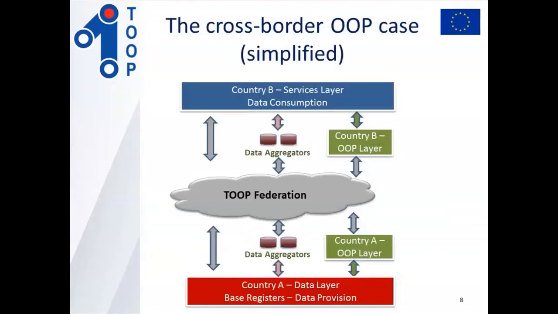Okay, so here you see a typical cross-border case. In our conceptualization, there are always two sides. One is the data consumer: a party, an application, an e-government service, any application that wants to receive some data. And then on the other hand, we have a data provider. So at the bottom of this diagram, where the information is stored, typically base registers, but there can be also other types of data providers, and where we need to get that information from.